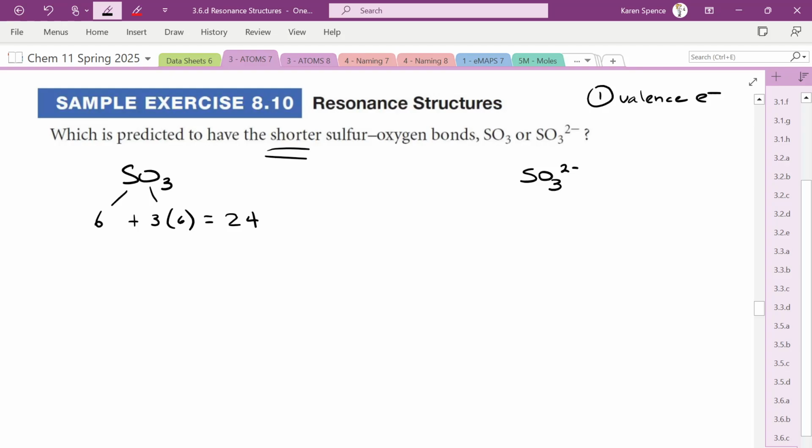Well, we have to find out. Maybe, but maybe not. Okay, so this one we also have 6 plus 3 times 6. And then if it's 2 negative, are we adding electrons or subtracting electrons? Adding electrons. So that's going to be 24 plus 2 is 26 electrons. Step 2, the skeleton structure should be the same for both.